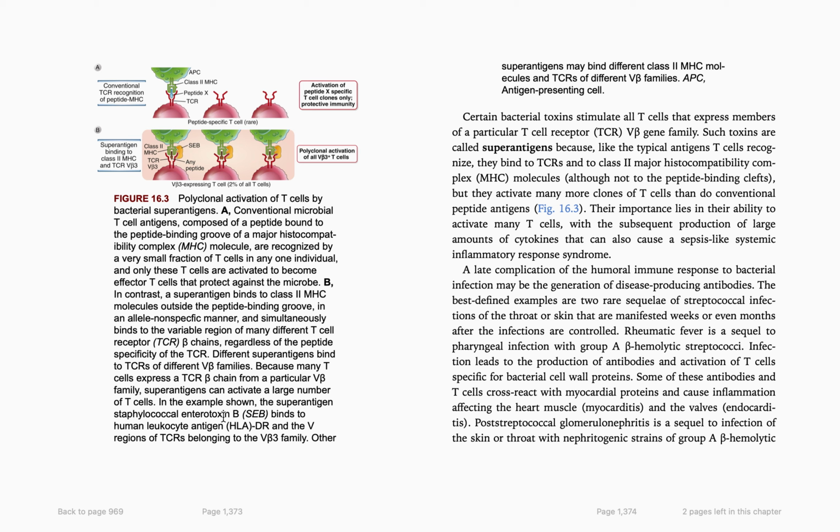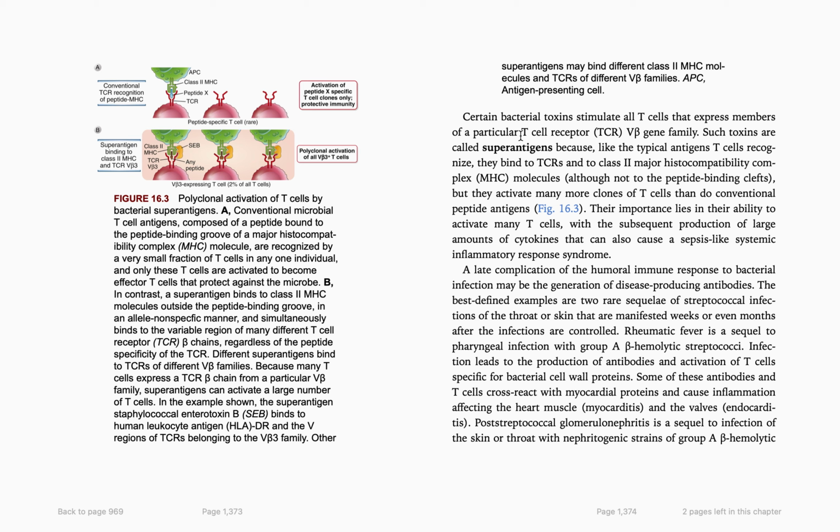In the example shown, the superantigen Staphylococcal enterotoxin B (SEB) binds to human leukocyte antigen HLA-DR, and the V region of the T cell receptor belongs to the V beta 3 family. Other superantigens may bind different classes of MHC class 2 molecules and T cell receptors of different V beta families on antigen presenting cells. Certain bacterial toxins stimulate all T cells that express members of a particular T cell receptor V beta gene family.